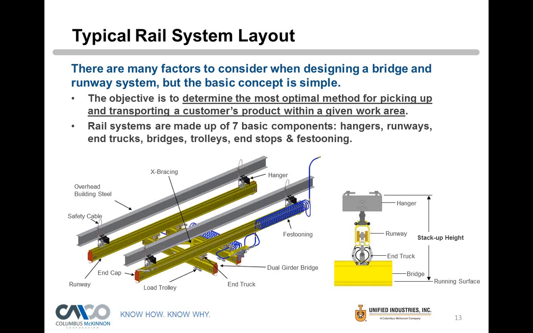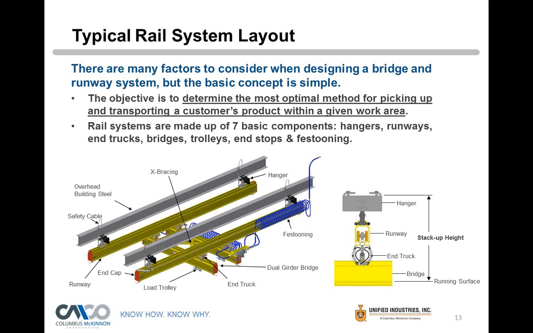Rail systems are made up of 7 basic components. Like I mentioned, the runway and the bridge, but then there are also the hangers, which connect to the steel. The end trucks, if nobody's familiar, are what connect the runway to the bridge. There are trolleys, which you hang a hoist or a lift assist from. End stops prevent the bridge from coming off. And then festooning, which is almost the power source to the unit being used. If it was a lift assist that used air, you'd have an air line or an air hoist, and then you also have the electric versions.